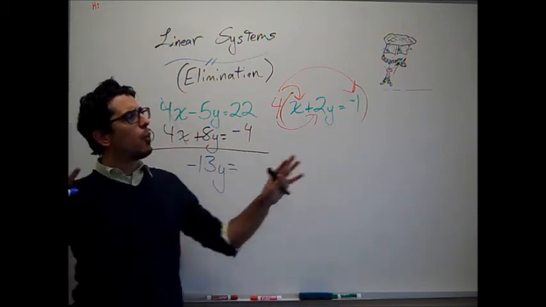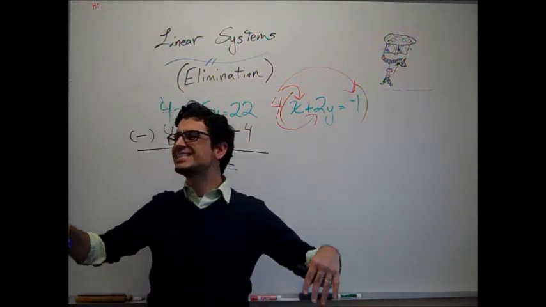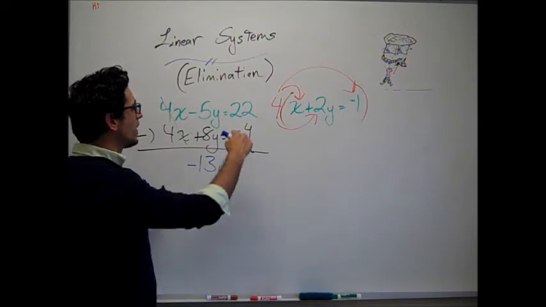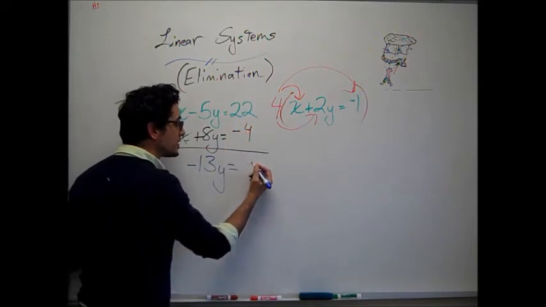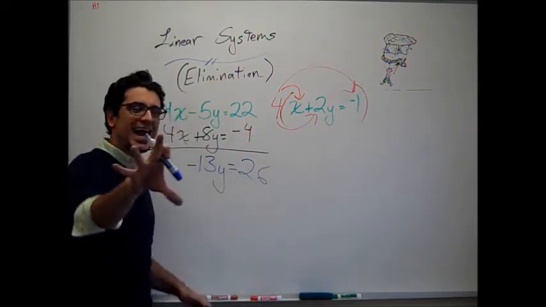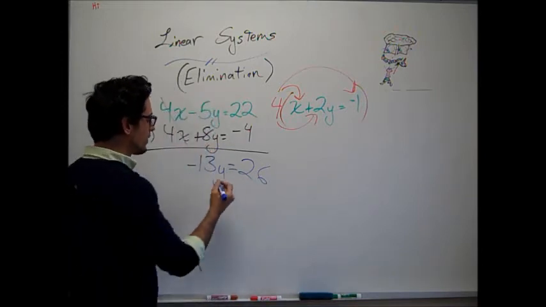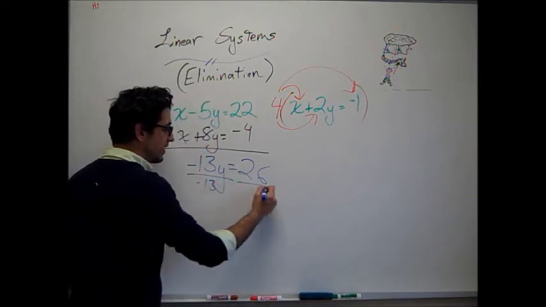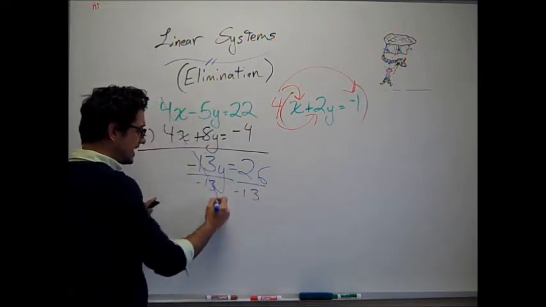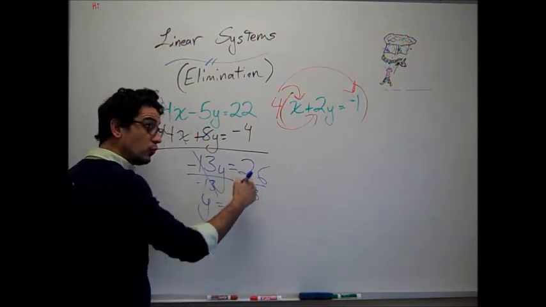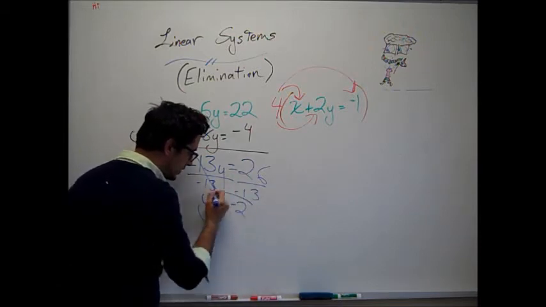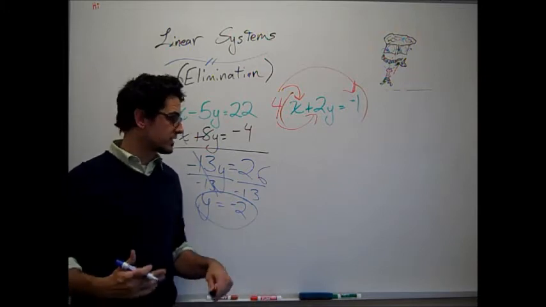What happens when I subtract a negative? It's like adding! So I got 22 plus 4, so I'm at 26. Now I'm going to isolate my y. So here I go. Divided by negative 13, divided by negative 13. Cancels out, and I have y now is equal to what? Negative 2. Very good. So I have a value of y equals negative 2.